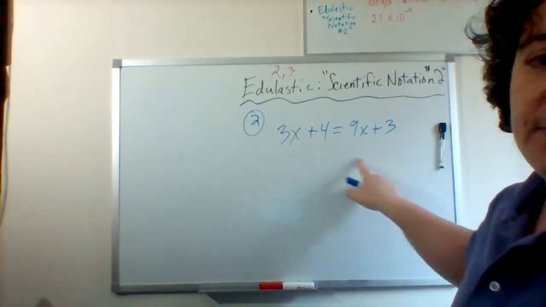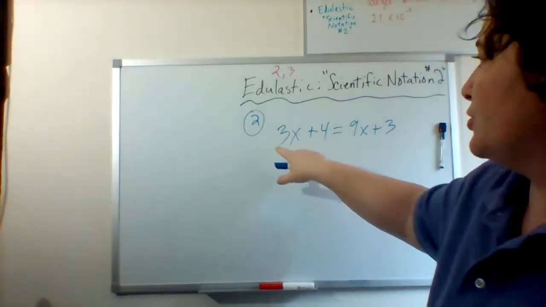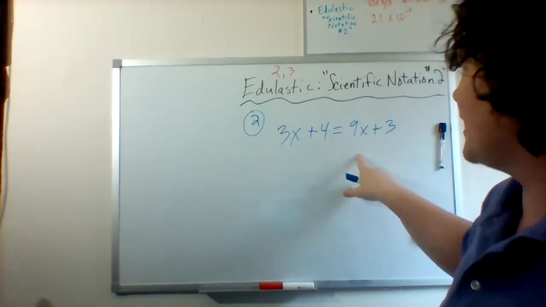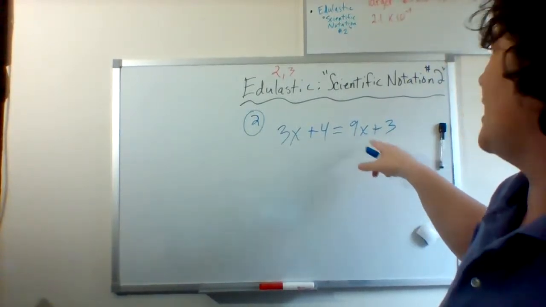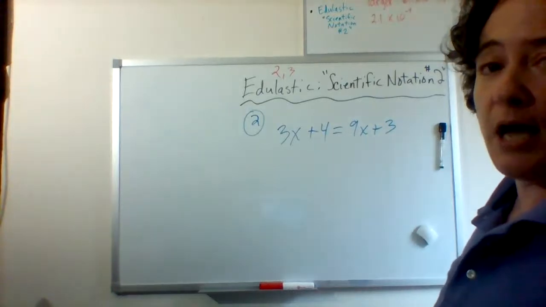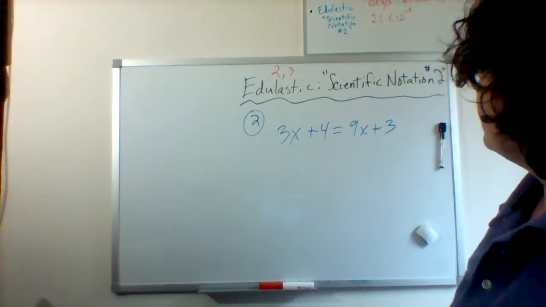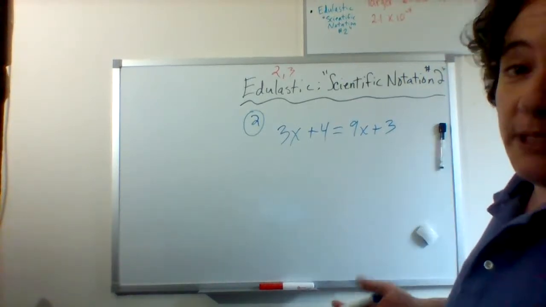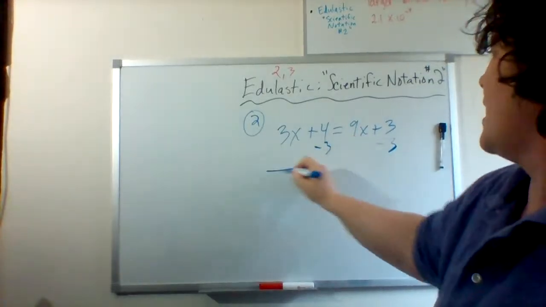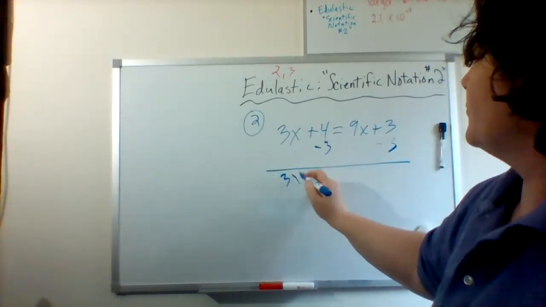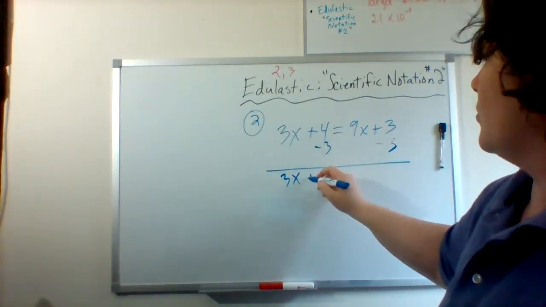Okay, very first step. You have a lot of options. You could subtract 3x from both sides. You could subtract 4 from both sides. You could subtract 3 from both sides. You could subtract 9x from both sides. You can start any way you want. Randomly, okay? There's no rhyme or reason to this. I'm just going to do minus 3 to both sides. That gives me 3x. 4 minus 3 is actually 1.